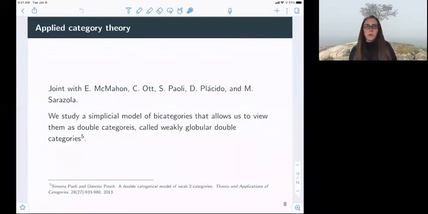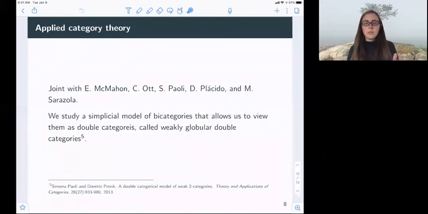So my third and final project is an applied category theory project mentored by Simona Paoli, along with Elise McMahon, Claire Ott, Daniel Placido, and Maru Sarazola. So we study a simplicial model of bicategories, which allows us to view them as double categories called weakly globular double categories, which is a construction by Paoli and Franck.